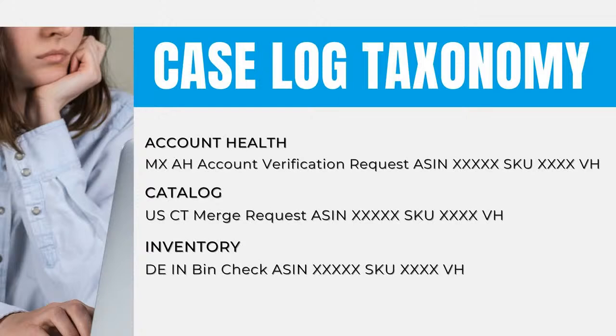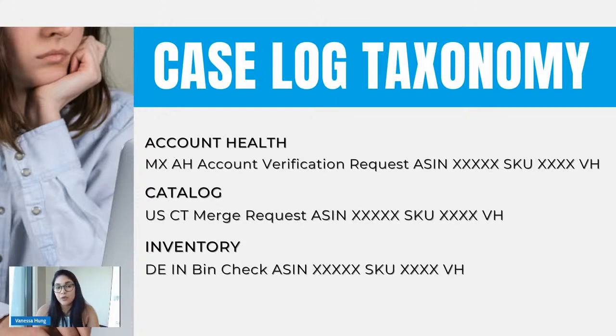Some examples here, as you can see, in the account health, I have the example of Mexico. So in Mexico, I have an account health issue that is related to the verification. So I put the account verification request, the ASIN, the SKU, and my name. Same thing with the catalog, and same thing with the inventory. So that way, next time, for example, let's take the inventory case.